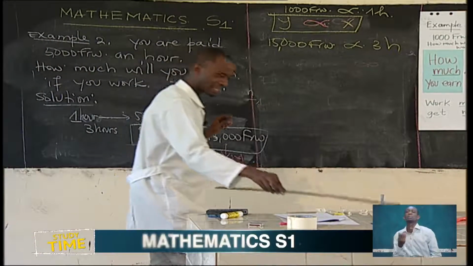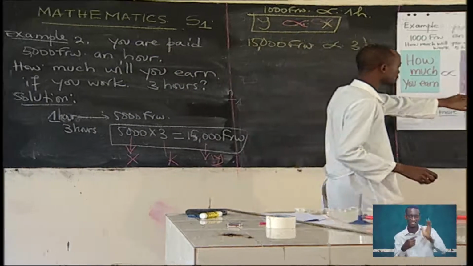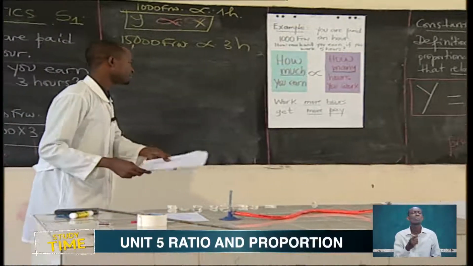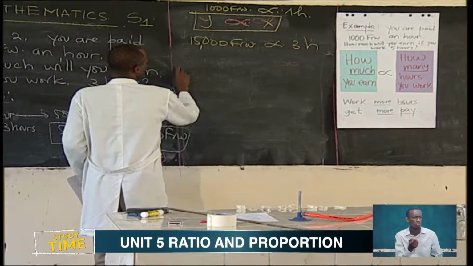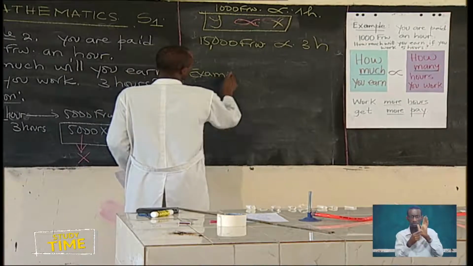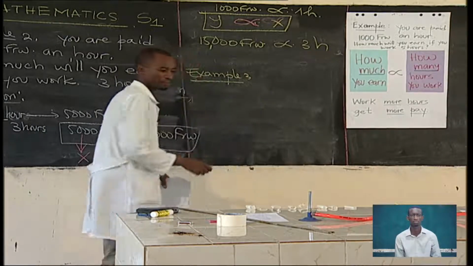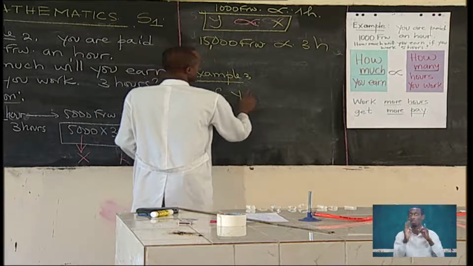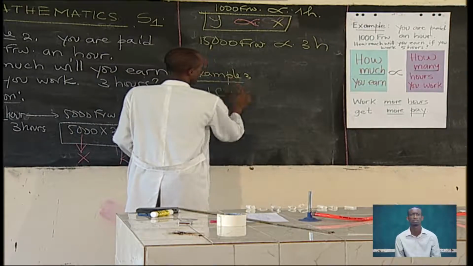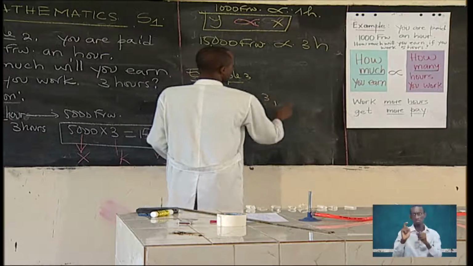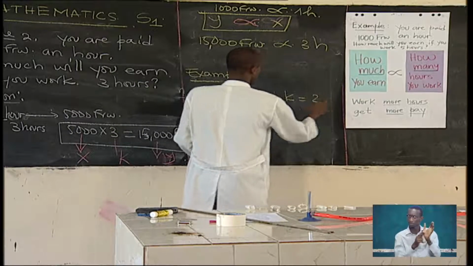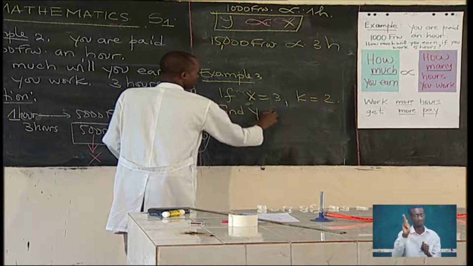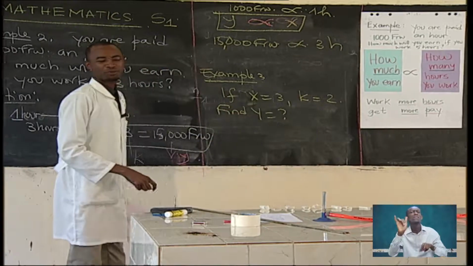Let me give you the third example, which is actually related to this exercise as we have it. Suppose that you have y. Let me have example number 3. Example 3. If x is equal to 3 and k is equal to 2, find y. Basing on the formula we have over there.